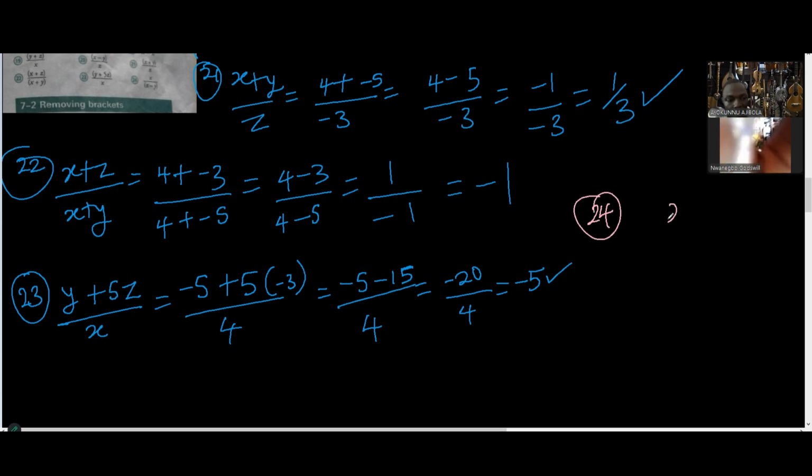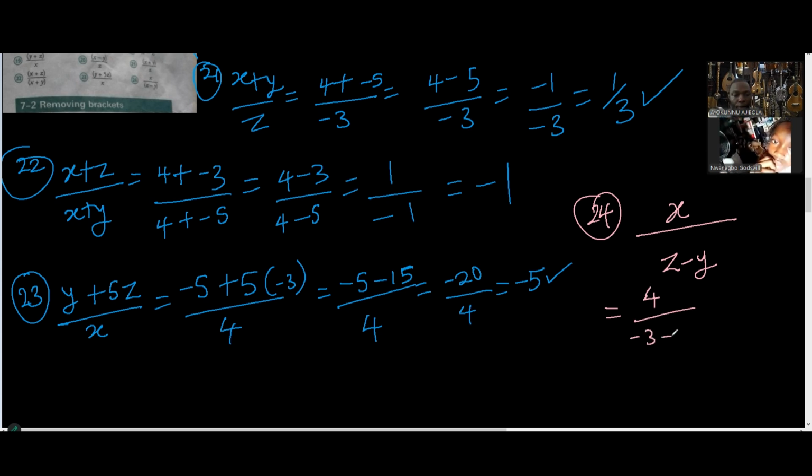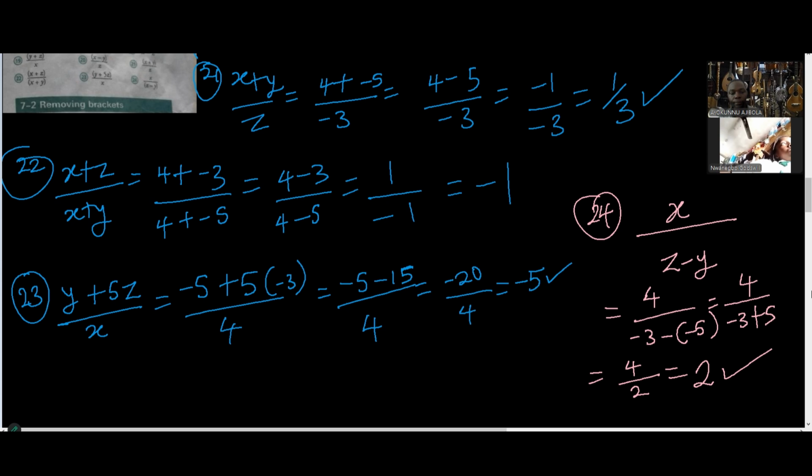And the last question, number 24, we got x over z minus y. So this is going to be 4 over minus 3 minus negative 5. And this is 4 over minus 3 plus 5. And this is also 4 over 2 because minus 3 plus 5 is 2. The final answer is 2.